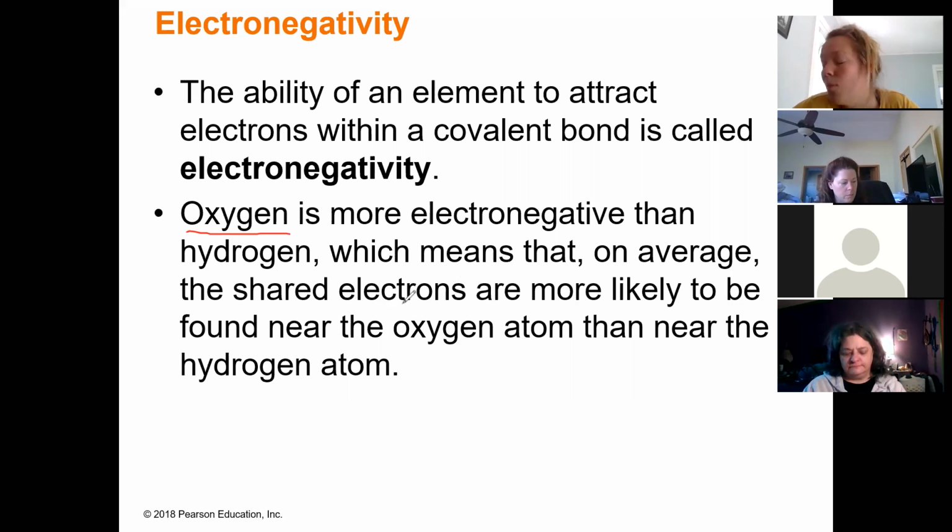Oxygen is like almost fluorine. Fluorine has the highest electronegativity. They're super greedy for those electrons.